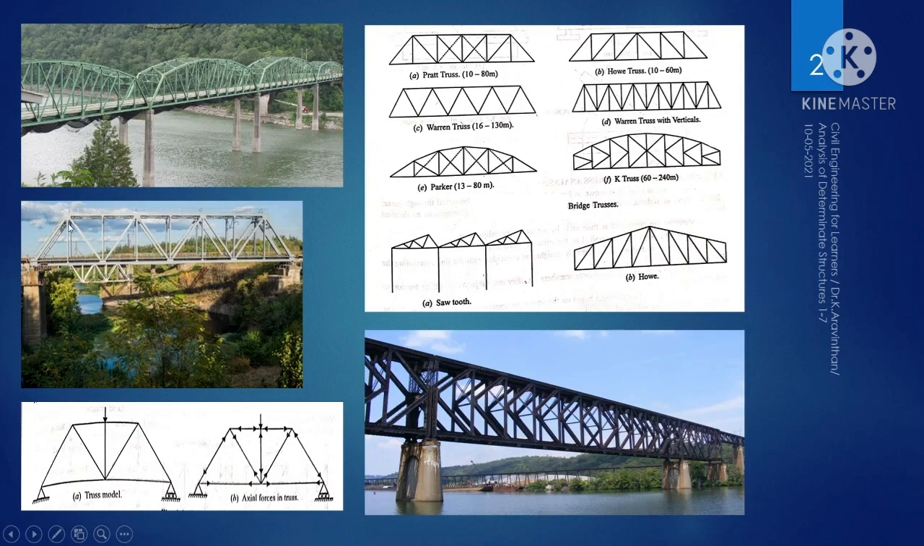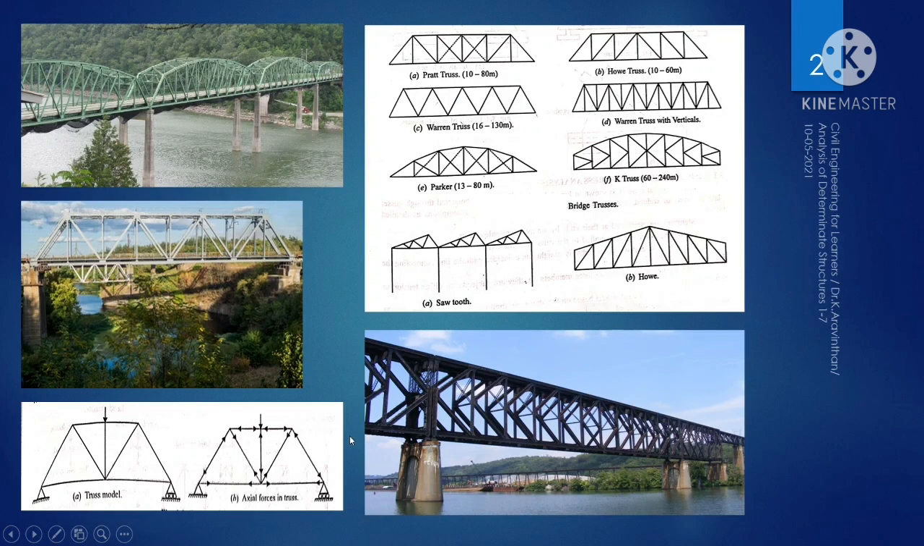Here the top chord is plain, that is horizontal. Here you can see an arch type truss. So for elegant purpose it is used. And next, this is a K truss. You can see the shape of K here. So these types of trusses are used for larger spans.